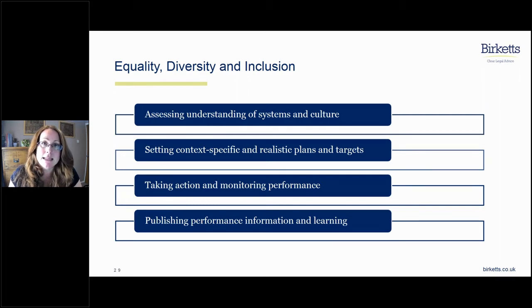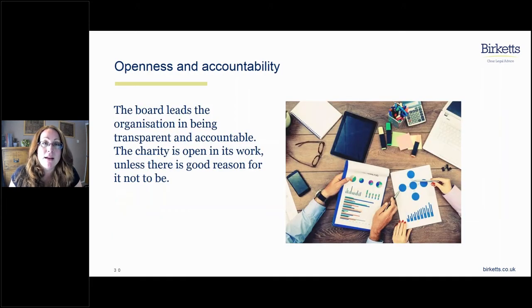And this links to the final pillar, which is a pillar around openness and accountability. Now, in order to be acting in accordance with the highest standards of best practice and governance on openness and accountability, we need to think beyond simply the regulatory requirements. So I'm not just talking about annual returns to the Charity Commission or your annual report and accounts and that sort of accountability. I'm talking much more broadly than that. It's about transparency in everything that you do and being as open as possible unless there are good reasons not to be.